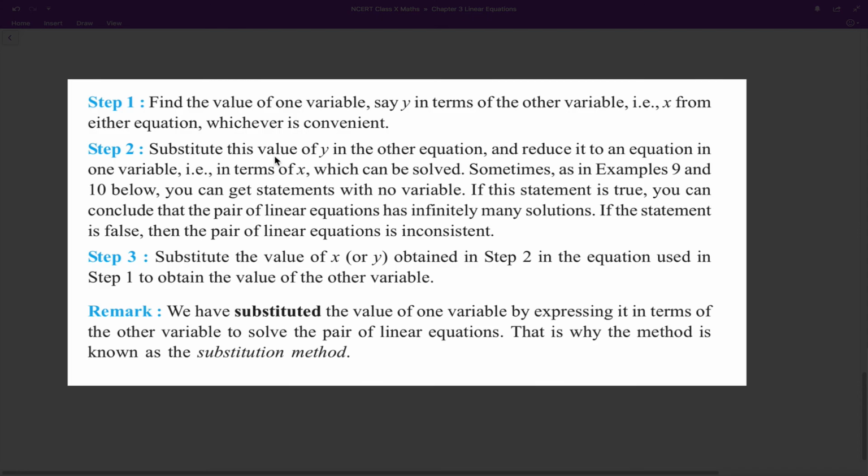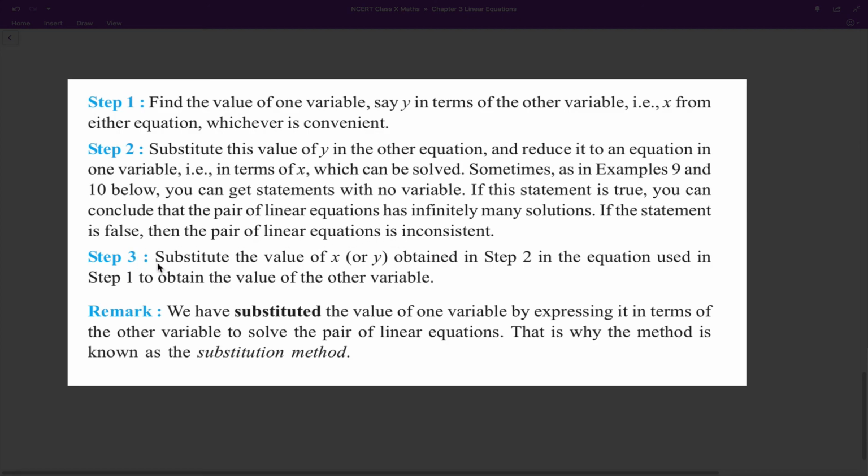and we just solve for that value. So if you, let's say, substituted x in terms of y, then you solve for y. If you substituted y in terms of x, then you solve for x. Sometimes what happens is you get a true statement, as we saw, 18 is equal to 18. From there, we can conclude that the pair of linear equations has infinitely many solutions. They are a dependent pair of linear equations. If the statement that we get is false, then the pair of linear equations is inconsistent. They are parallel lines and there is no solution.